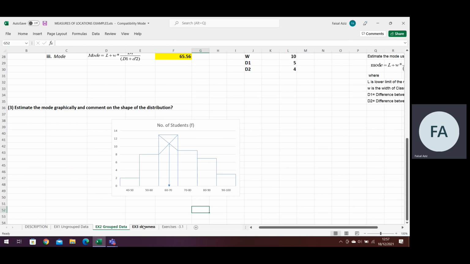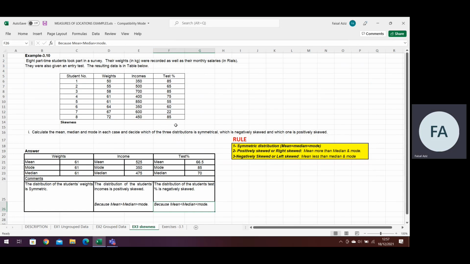The next is, you remember that at the start I have shown you the measure of shape, which is called skewness. So let's have a look at how we can calculate skewness. So this is the next slide, you can see over here. Now here we have a data. We need to calculate the mean, mode, and median for this data.